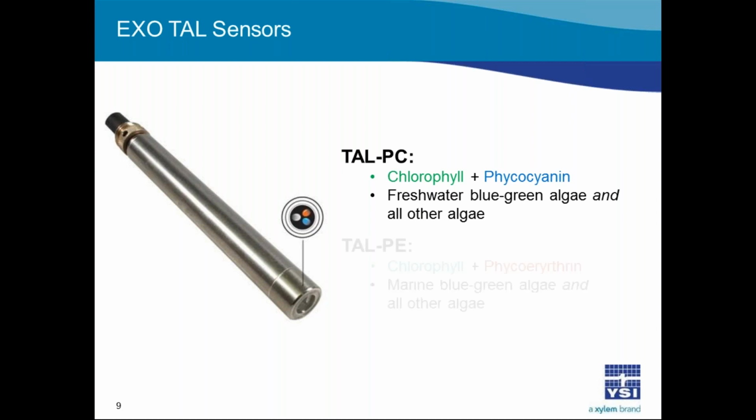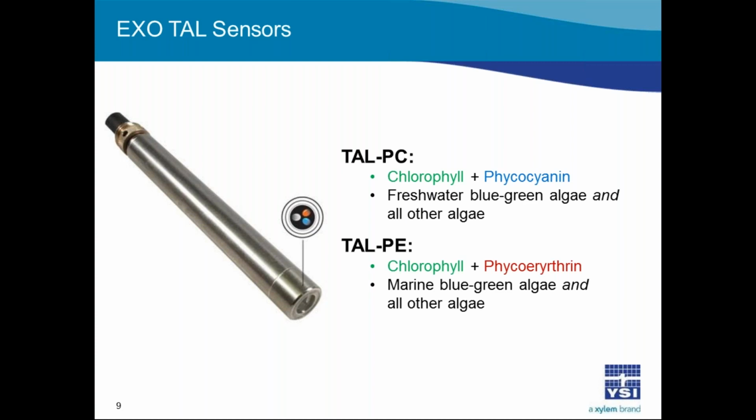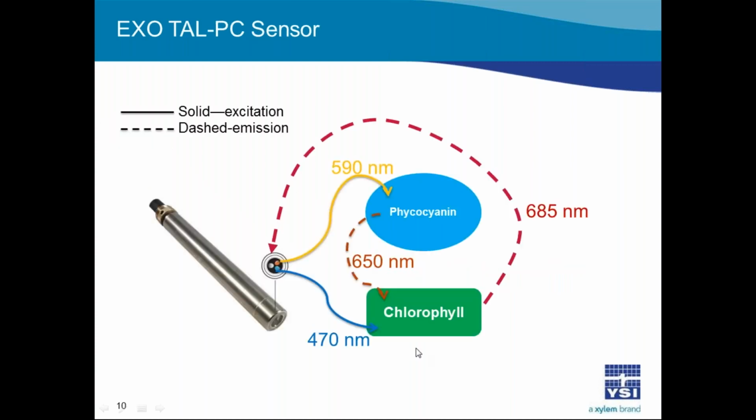Now, if you're interested in the blue-green algae in a marine environment, we might advise you to use the total algae phycoerythrin sensor, because the blue-green algae in a marine environment have a pretty good load of this pigment, phycoerythrin, which helps you distinguish it from other algae that might also have some phycocyanin. That's an interesting phenomenon that happens in the marine environment. But really, either of these sensors can be used if your main interest is monitoring chlorophyll.